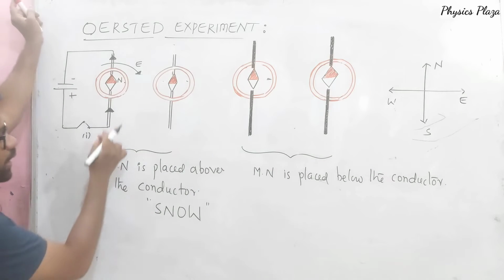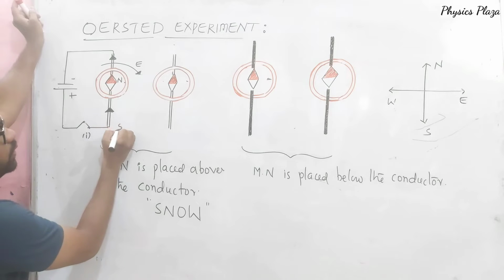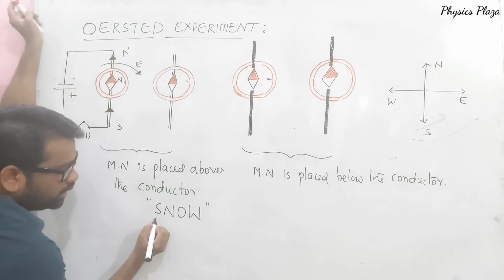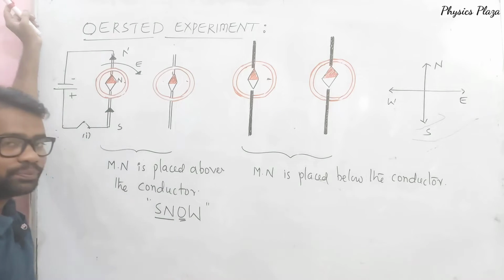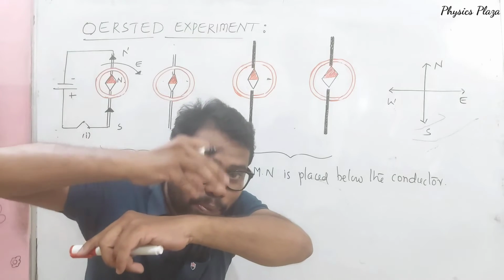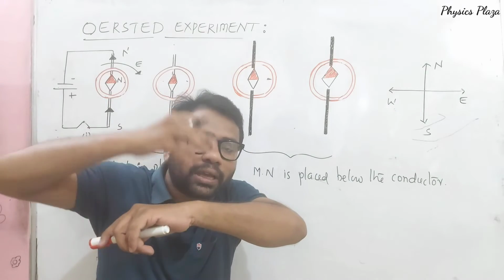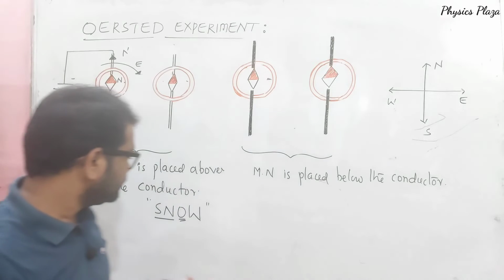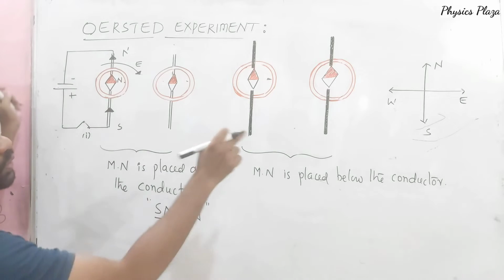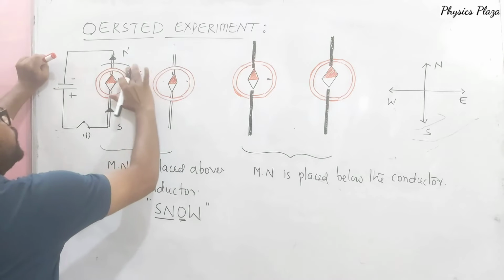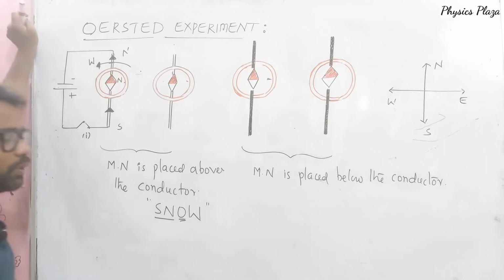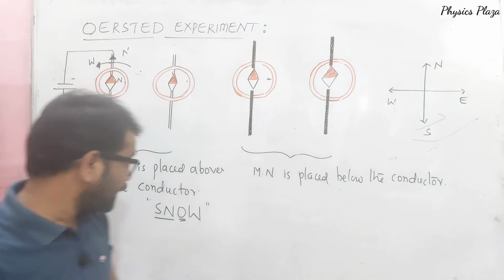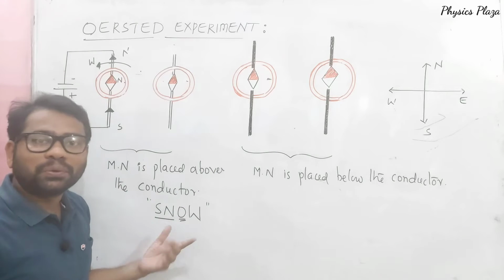Just compare with this. Current is flowing from where to where? South to north. Current is flowing from south to north, and over the current carrying conductor the magnetic needle is placed. Then what happens here? Oh, sorry, I think I said it wrong. It is not east. Sorry. It is deflected towards west. So it's not east, it is west. You can see here how this snow rule is working.